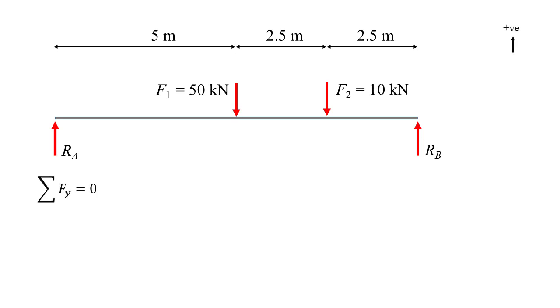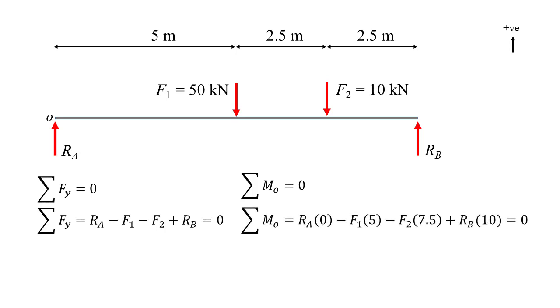So let's write out the vertical force equation first. Writing in order of the forces from left to right, we have RA minus F1 minus F2 plus RB equals 0. Now for the moments equation, let's take our pivot point at RA and write out the moments for each force relative to the pivot point. This gives RA at 0 meters, F1 pointing downwards at 5 meters from the pivot, F2 pointing downwards at 7.5 meters from the pivot, and RB pointing upwards at 10 meters from the pivot.